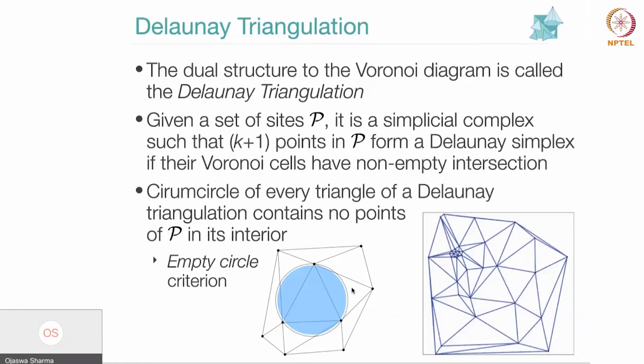But Delaunay triangulation, the main idea with Delaunay triangulation is that the circumcircle of every triangle of a Delaunay triangulation contains no points of P in its interior. That's a very peculiar property of a Delaunay triangulation, and this is known as the empty circle criterion. That is, the circle is empty of any fourth point from the set of points P.